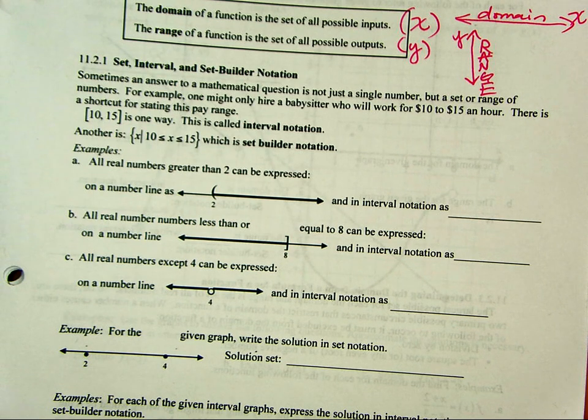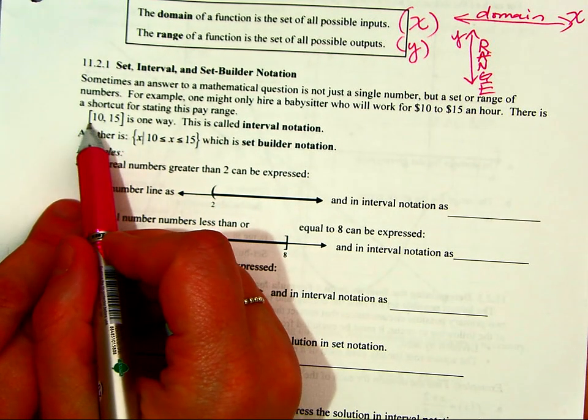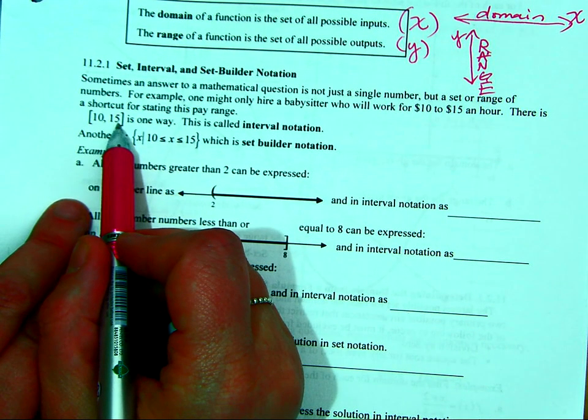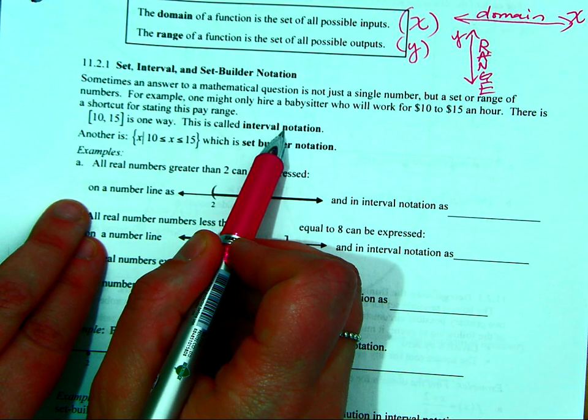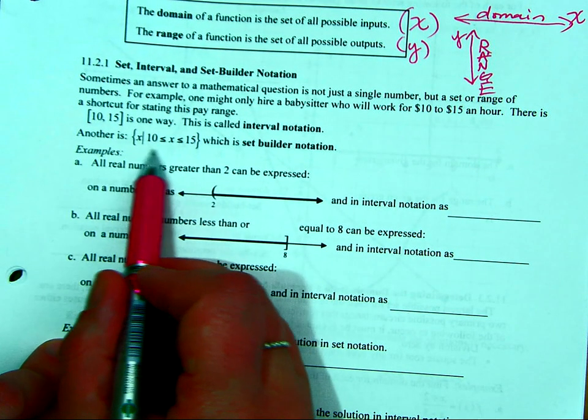11, 12, 13. Would I also accept $14.50? Would I also accept $14.75? Would I accept $14.99? Yes, anything in between. So this is an interval, and it's saying it starts at 10, it ends at 15. We call this interval notation. Okay, another way of saying this is set builder notation.